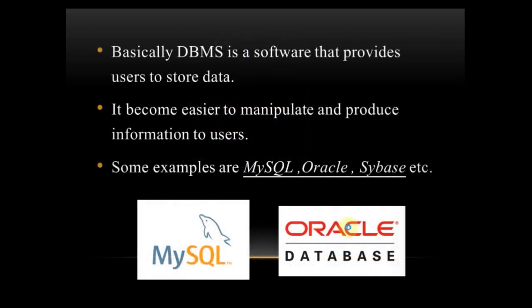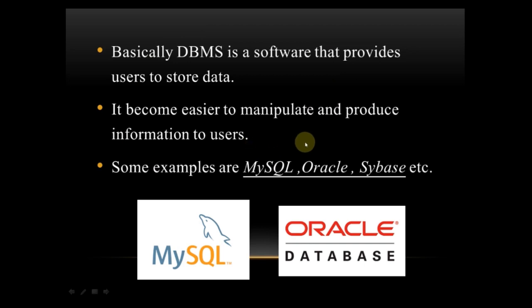So whatever the information that we have stored in the database, definitely we also have to manage those data. So management system is a software. Whatever the information which is stored in the database, we can manage those data. So it becomes easier to manipulate and produce information to the user. So with the help of this, we can retrieve, manipulate the information and produce it for the user. So that's called management. Next is system.